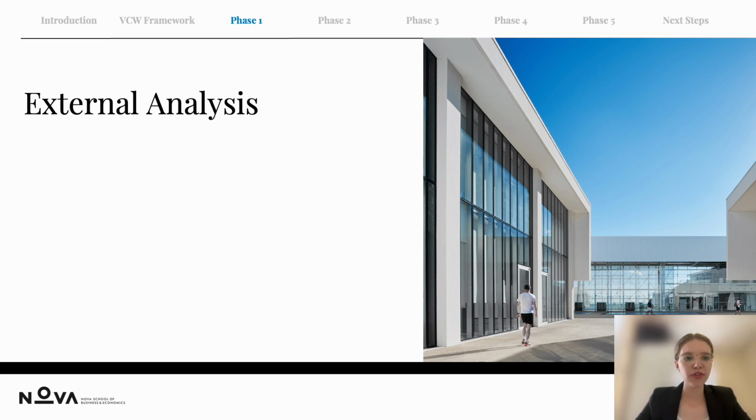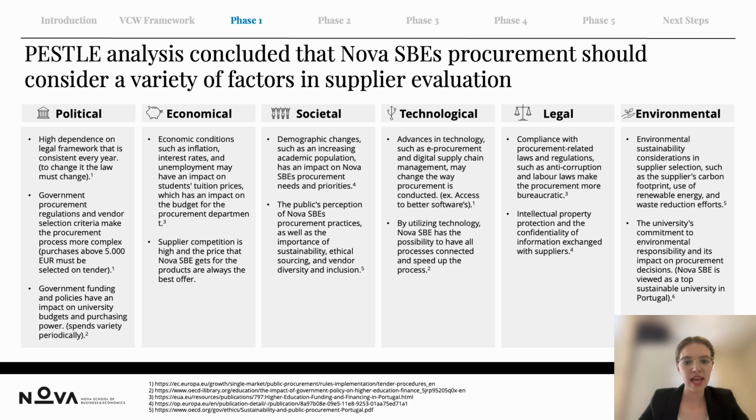Now we will move on to the external analysis part. To get a better understanding of the external environment in which Nova SBE Procurement operates, we did a PESTEL analysis, and we found out that all of the different factors influence the supplier evaluation.